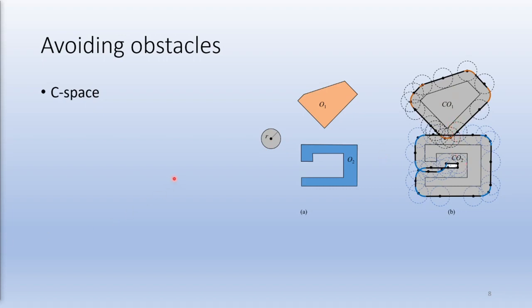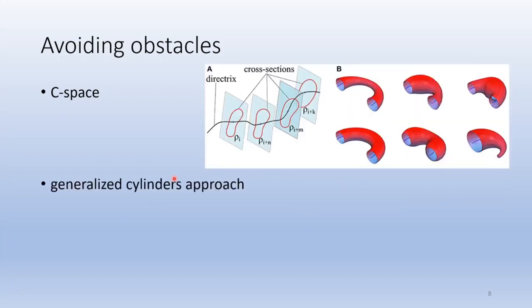For three-dimensional objects, we use some kind of cylinder approach, where we just wrap a cylinder around our obstacle, and then we can increase the size of the obstacle by the given shape of the robot.